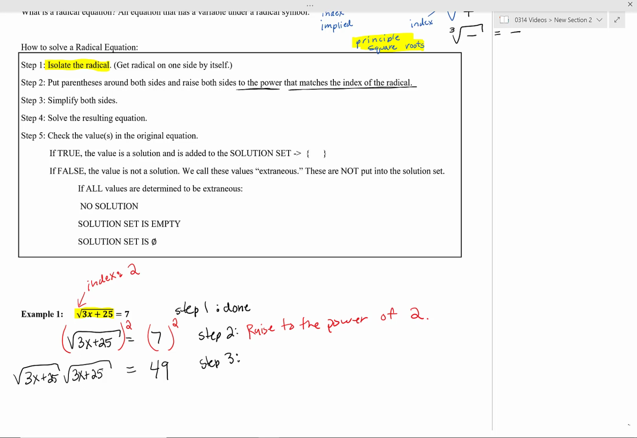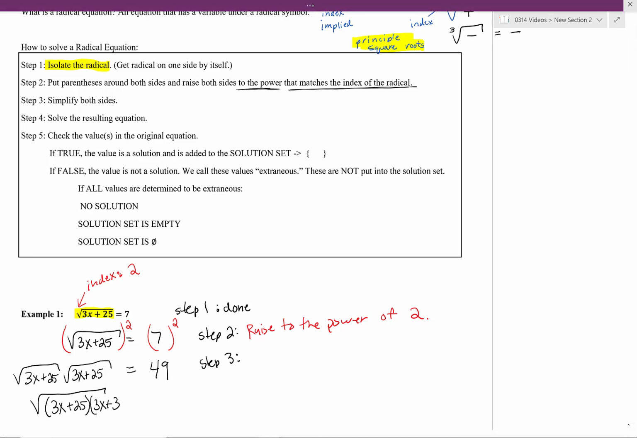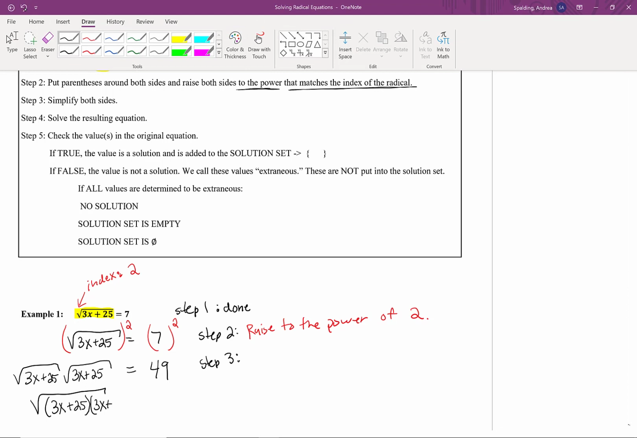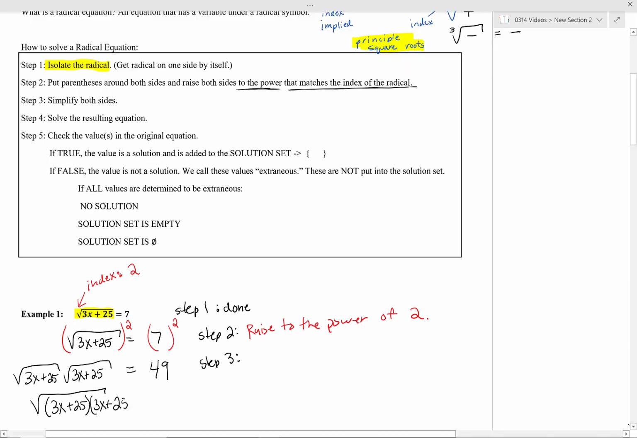Now we've talked about this. If I'm multiplying two radicals together, we said we can multiply them together underneath the same square root. So what we can actually write is square root of 3x plus 25 times 3x plus 25, all underneath the same square root.